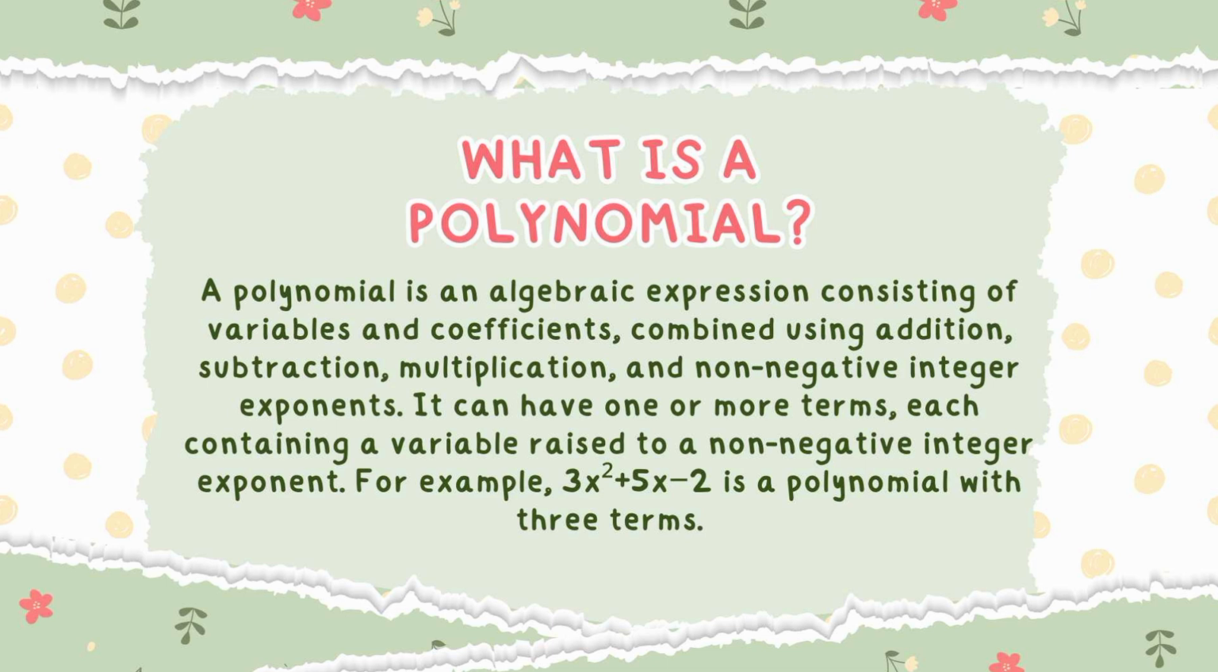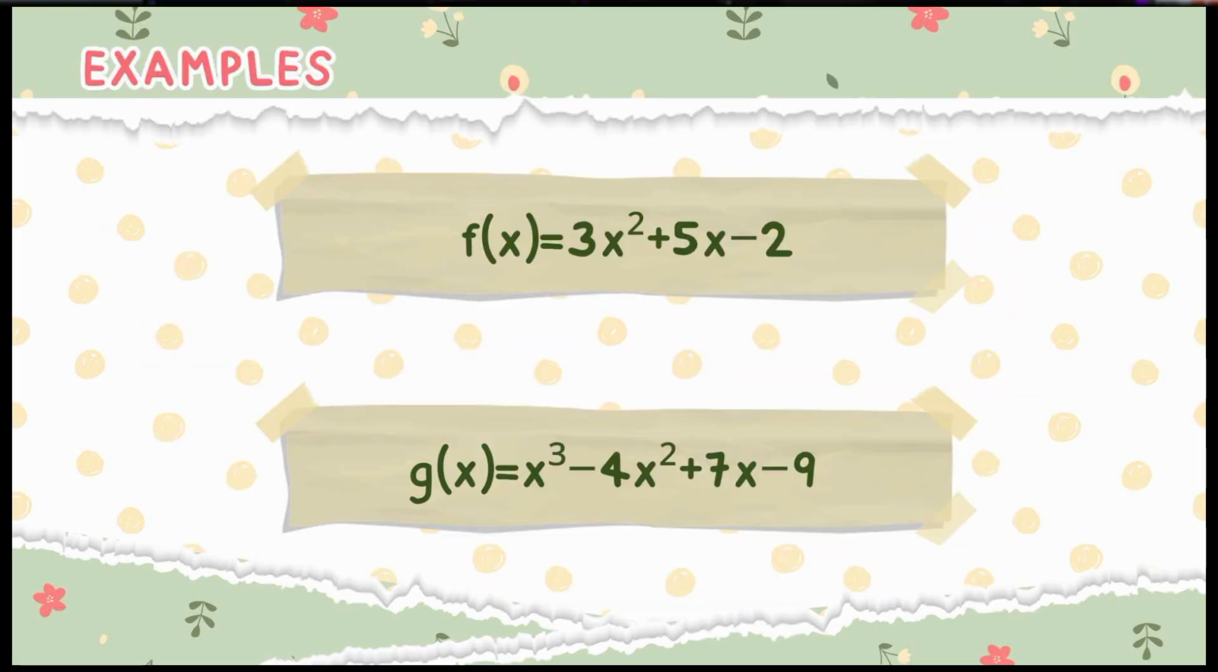A polynomial is an algebraic expression consisting of variables and coefficients combined using addition, subtraction, multiplication, and non-negative integer exponents. It can have one or more terms, each containing a variable raised to a non-negative integer exponent. For example, 3x squared plus 5x minus 2 is a polynomial with 3 terms. Here are the examples that I'm going to use. First is f of x is equal to 3x squared plus 5x minus 2. The second is g of x equals x cubed minus 4x squared plus 7x minus 9.